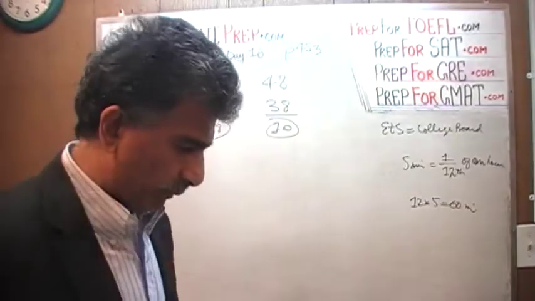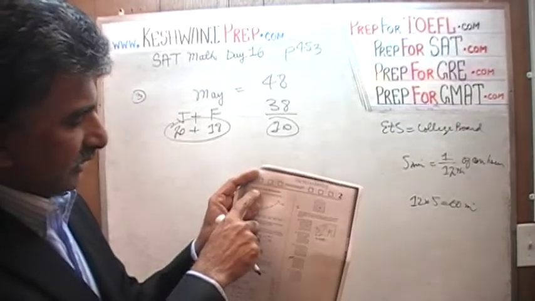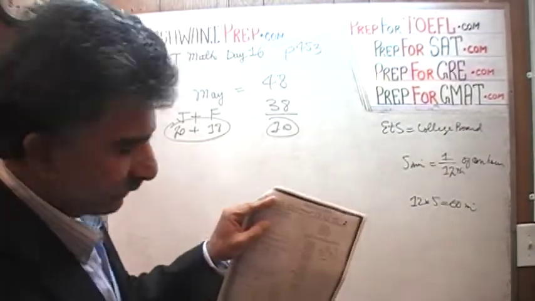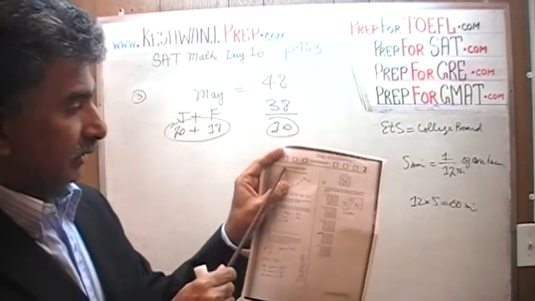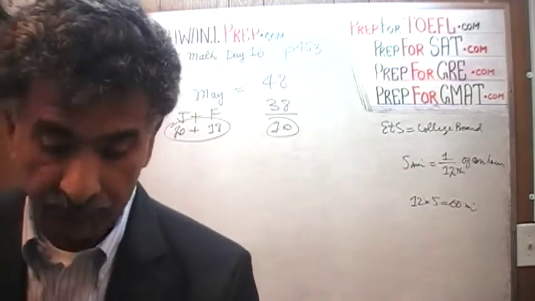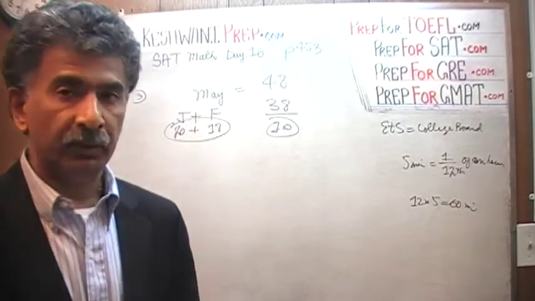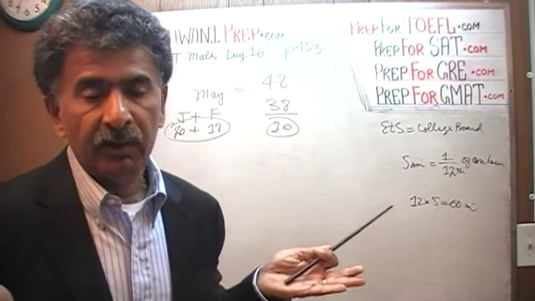Now listen carefully to what I'm about to tell you. On the very top of the page, it says questions number 3 and 4 refer to the following graph. These are called pair problems. They come in pairs. Once in a while they come in triplets. It doesn't matter where they appear in the exam.